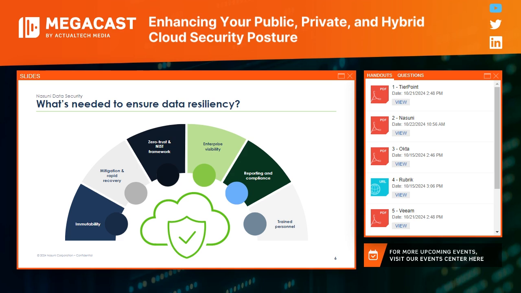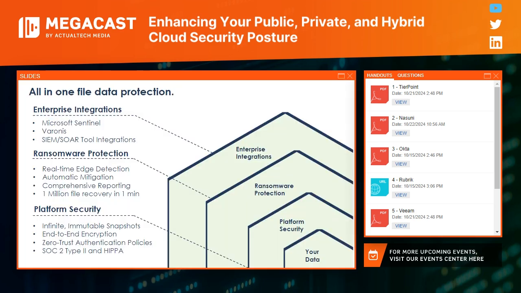So everyone talks about a multi-layered approach, a defense in depth approach, and what we provide is a great layer of protection for file data. And so, thinking about the things I just talked about, it starts with the platform, which has great encryption policies, zero trust, authentication, all those great certifications. But then the star here is, with Nasuni, the ability to have infinite immutable snapshots or versions of your data.